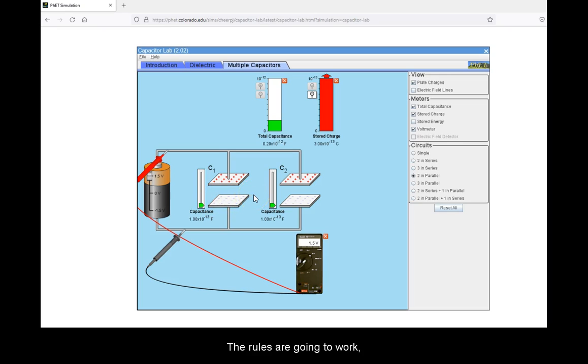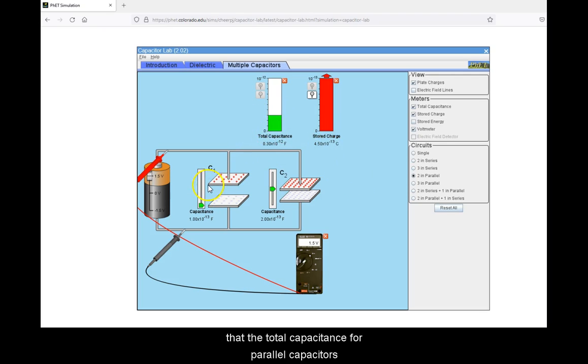The rules are going to work even when the capacitances are different. You can again verify that the total capacitance for parallel capacitors is just the sum of their individual capacitance. You can again verify that the total charge is equal to the product of the voltage times the total capacitance.